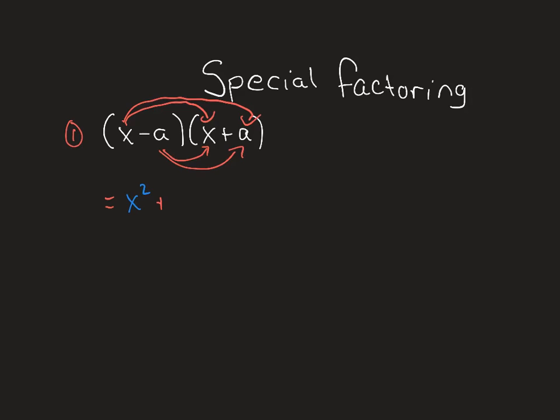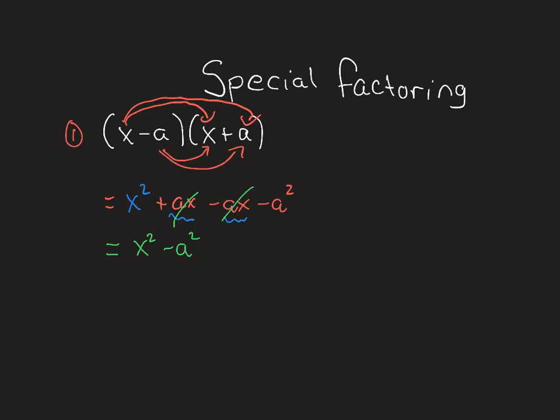x times a, which is ax, minus ax, and minus a squared. Now, when we're looking at our like terms, we're going to notice that you have a plus ax and a minus ax. That's the same thing as saying I'm going to take away an apple from an apple. So I've got one apple and I'm taking away from it another apple. So I'd have 0 apples left. So this should leave me with x squared minus a squared.